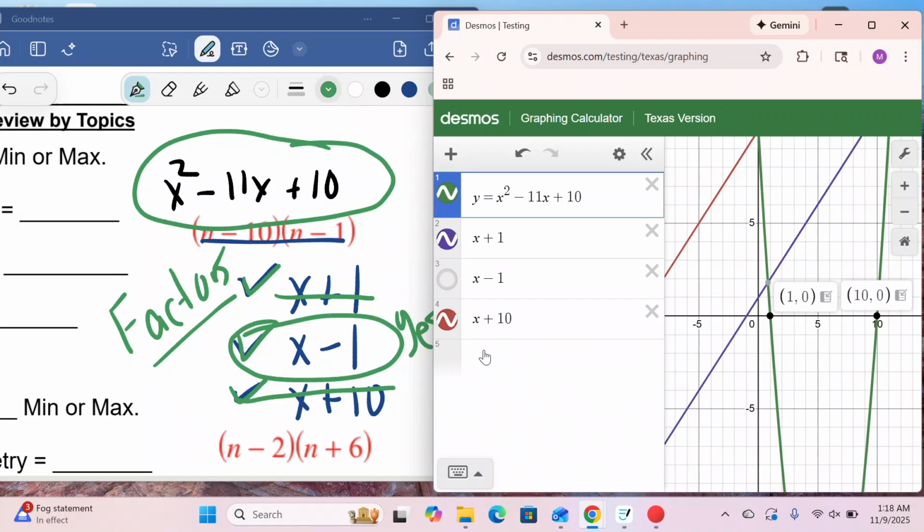All you have to know is what is a factor, what is an x-intercept, what is a y-intercept, what's an axis of symmetry, what is a zero, and what is a vertex. Is it a minimum or a maximum? And of course, if it is a factor, and learning how to input a lot of these into the calculator.